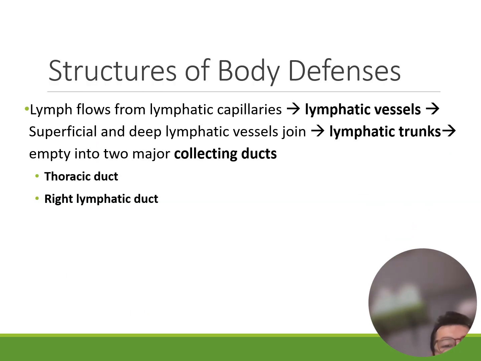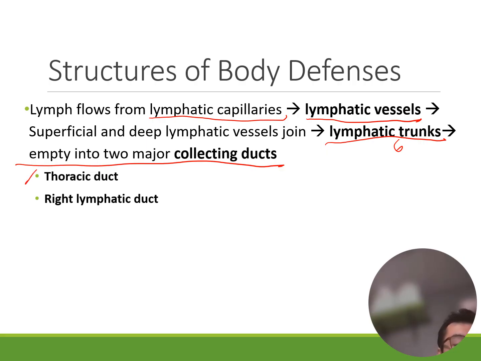Remember the order of flow in capillaries. We start from a lymphatic capillary, then we go in through a lymphatic vessel, and those are either superficial or deep, and they join and form lymphatic trunks. There are about 6 of them, and then once they join, they go into two major collecting ducts, the thoracic duct and the right lymphatic duct.